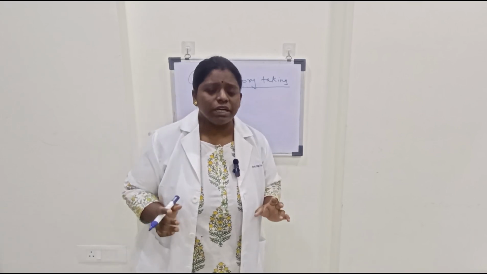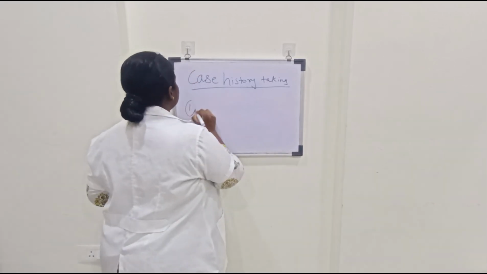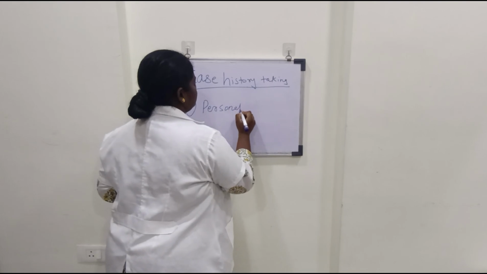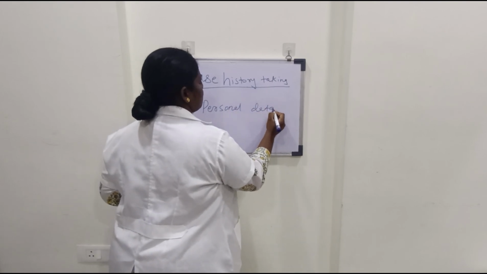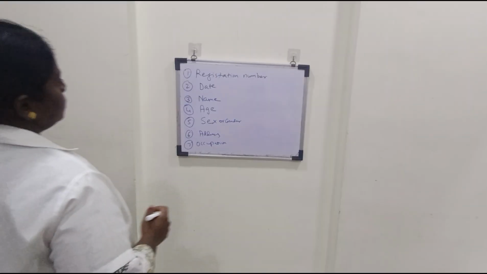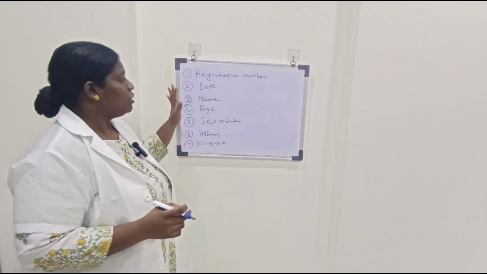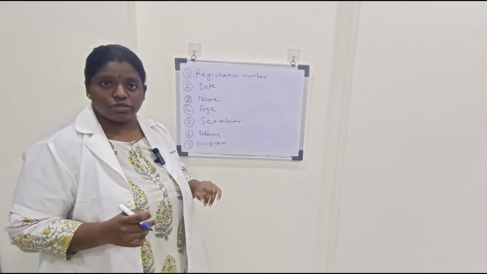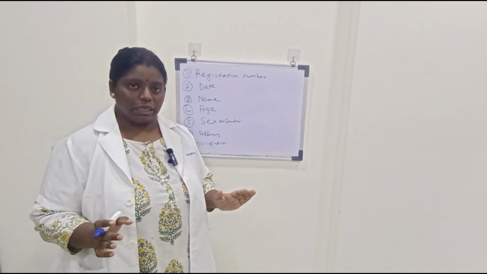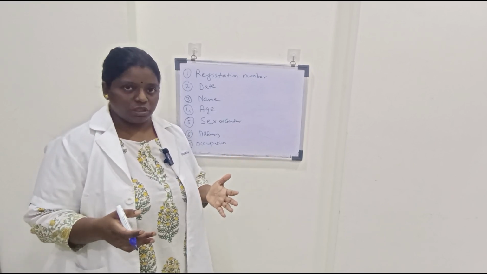Okay, it is divided into multiple components. The first component is the personal data of the patient. There are subtopics in this personal data. Personal data consists of these many topics. Which one is the first? First is the registration number. Registration number or OPD number, you can call it by any name. It depends on the institution or the clinic.